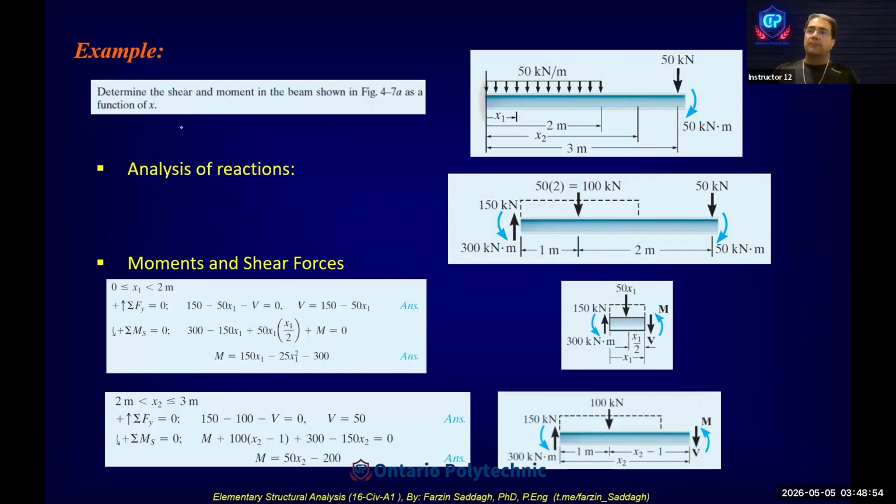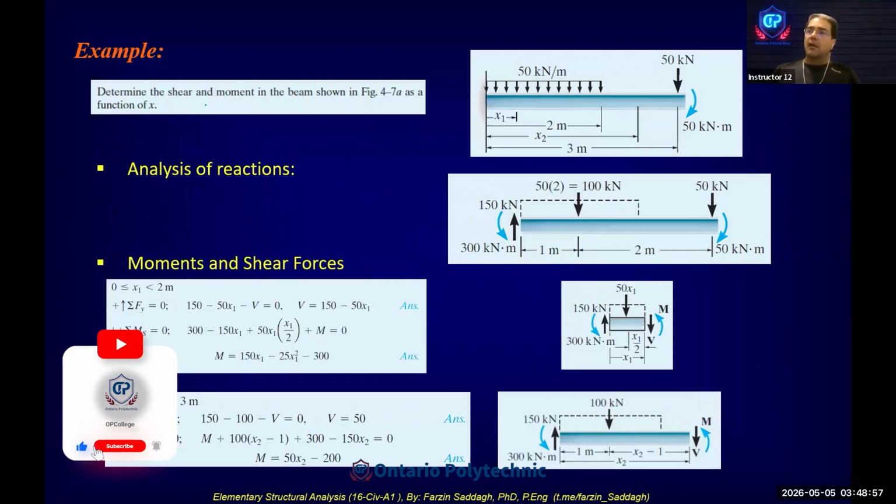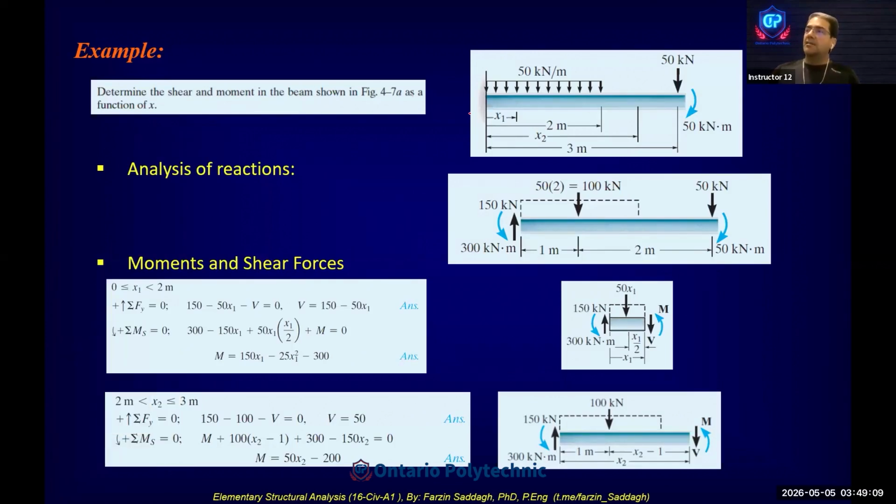In this example, determine shear and moment in the beam as a function of x. First of all, this beam has three critical points: 1, 2, and 3. So we need two sections, 1 and 2.